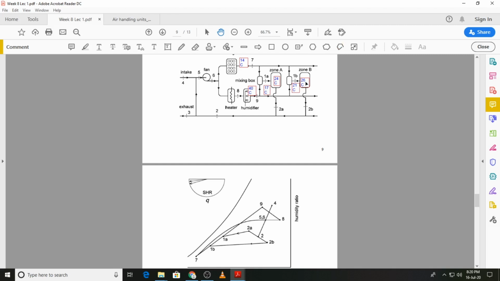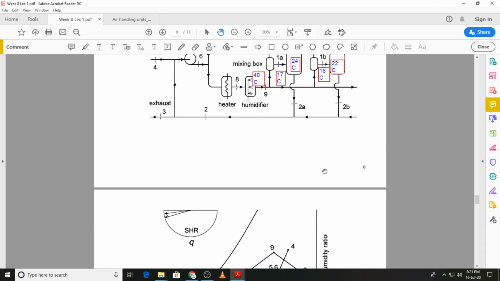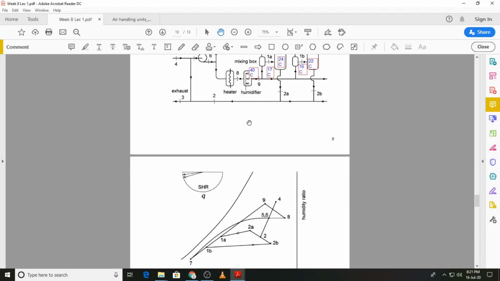So this temperature over here, if it is 24, maybe this is going to be 22. We can change that value, so that it is in line with the psychrometric diagram, and this will then be, let's say, 15 degrees C, or let's say 16 degrees C. Okay, now if you look at these two values over here, they are consistent with the diagram that is drawn over here. Temperature 1A is higher than temperature 1B.